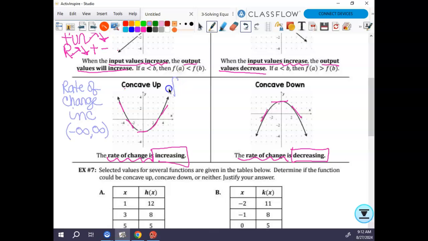The function, is the function increasing the entire time? No. When does the function start increasing? Where? Is it increasing here? No, not till we get to here, right? Then it starts increasing, so 0 to infinity, and it's decreasing from negative infinity to 0, all right?